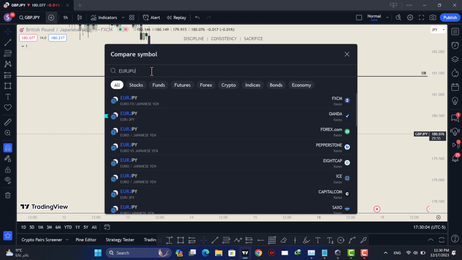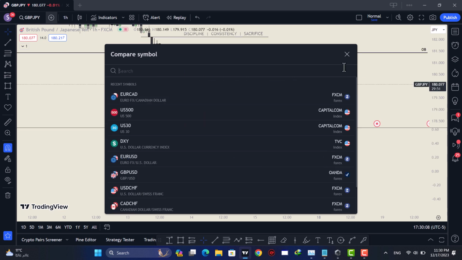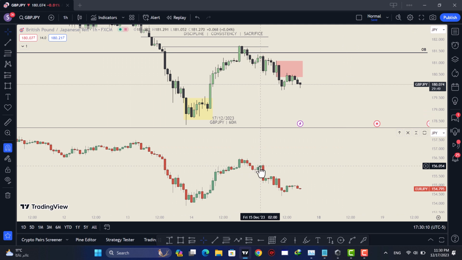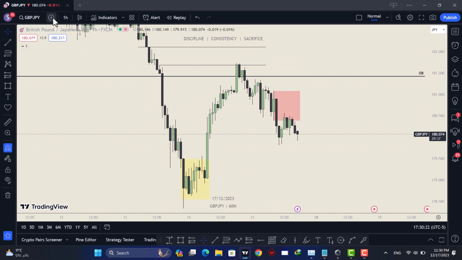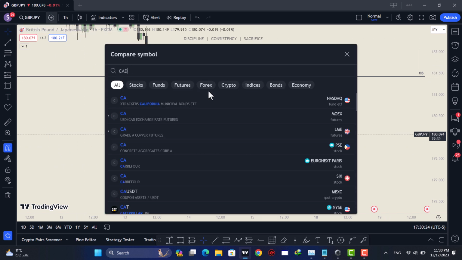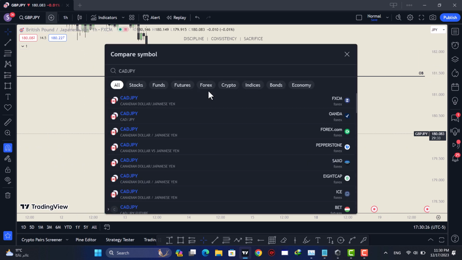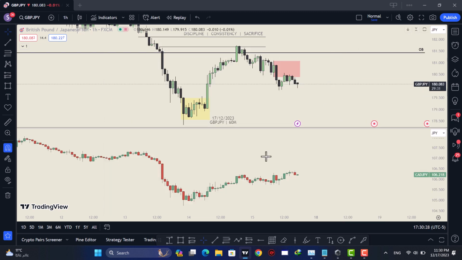This pair is correlated with the euro against the Japanese yen. Do we have an SMT? No. Oh, I don't believe we have an SMT. So let's check the Canadian dollar against the Japanese yen. Let's see if this pair is correlated with it. No, this is not. We don't have a correlation.